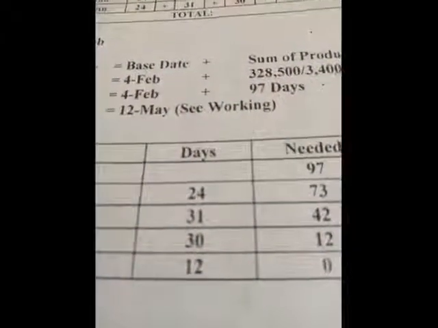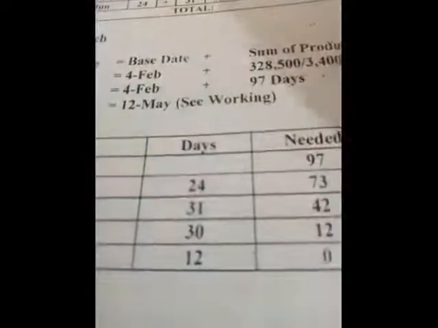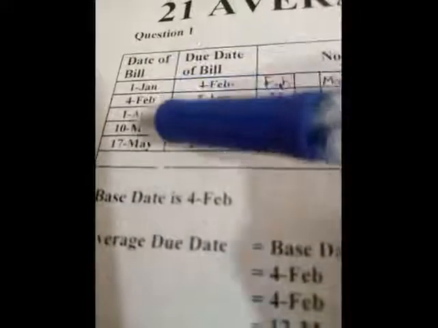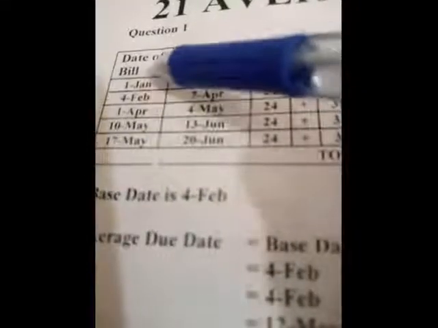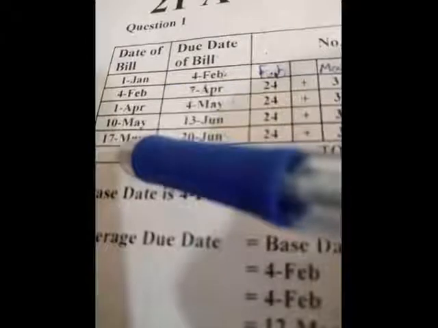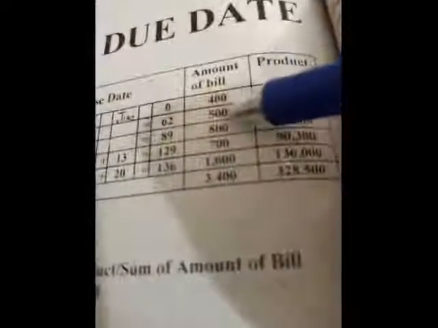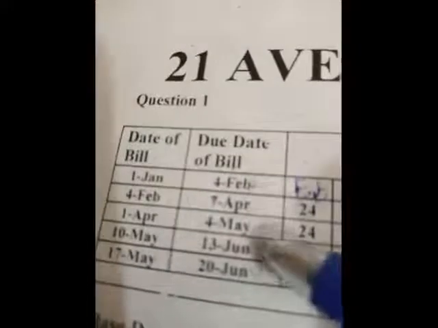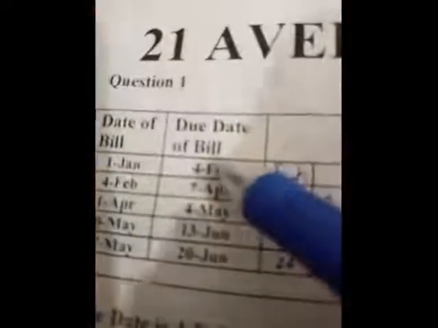Now I will revise the whole question. Step number 1, write the date of transaction for the whole question. Step number 2, write the amount. Step number 3, write the due date. Step number 4, you have to find out the base date. Base date is 4 February.